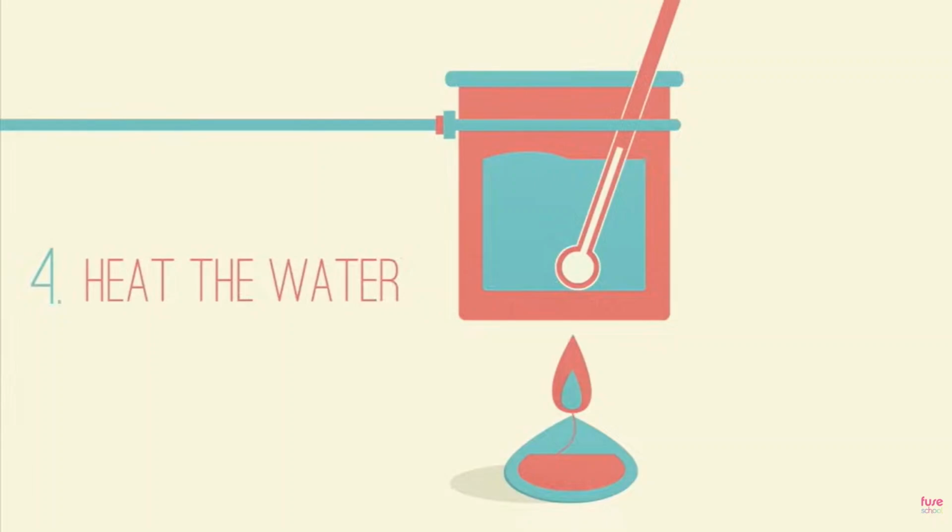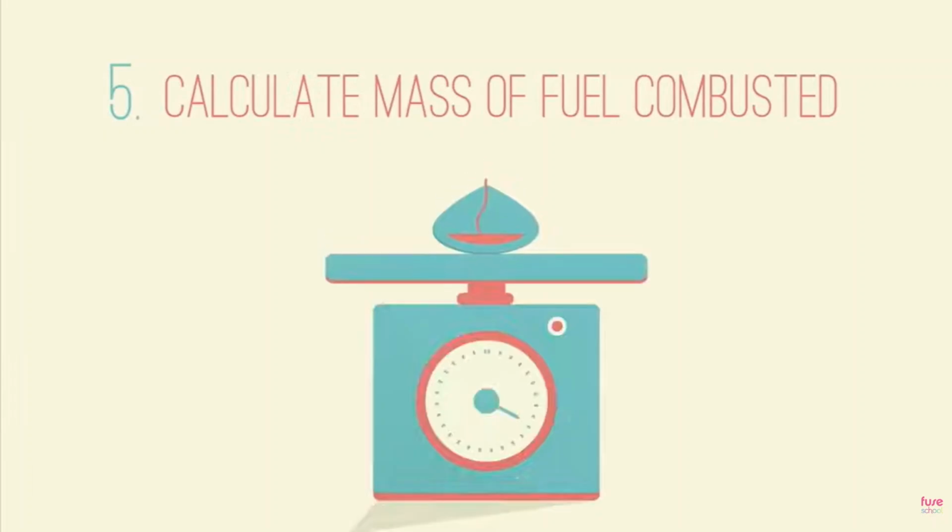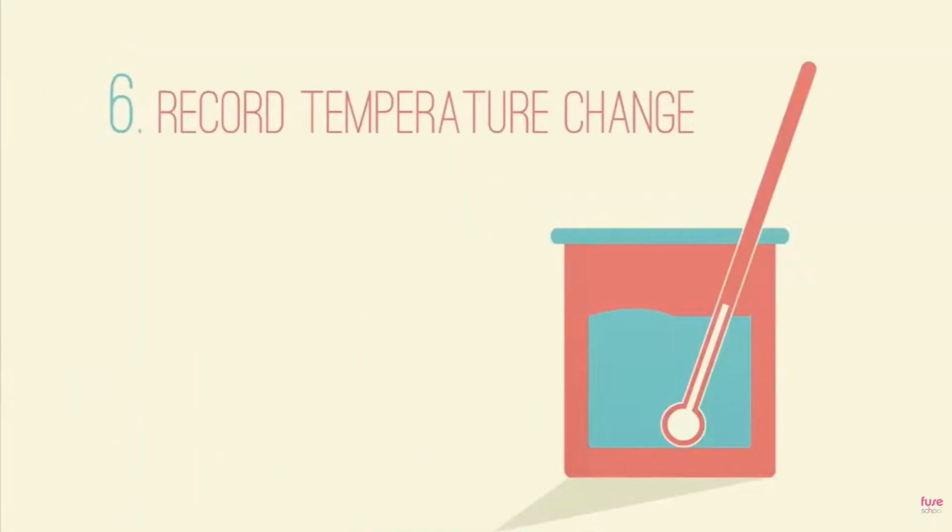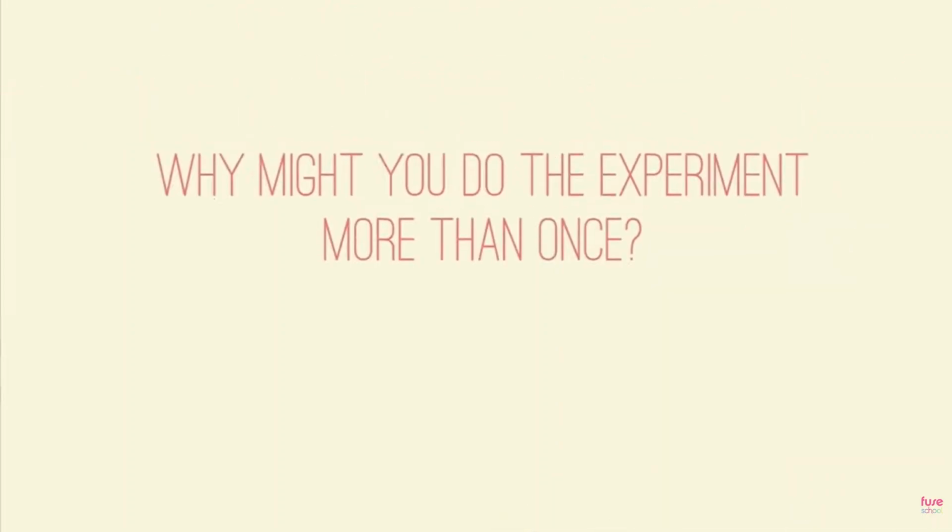You'd use the spirit burner to heat the water for a fixed amount of time. 5. Record the mass of the burner afterwards so that you could calculate the mass of the fuel combusted. And finally 6. Record the temperature change of the water caused by heating. Can you think why you might do the experiment more than once?